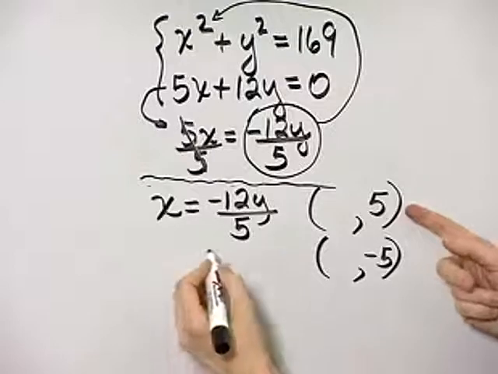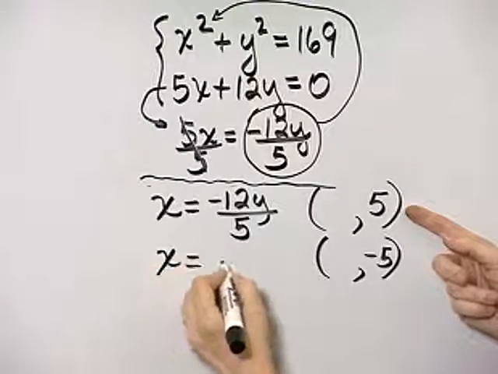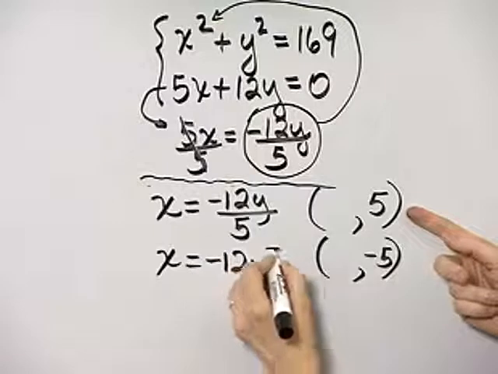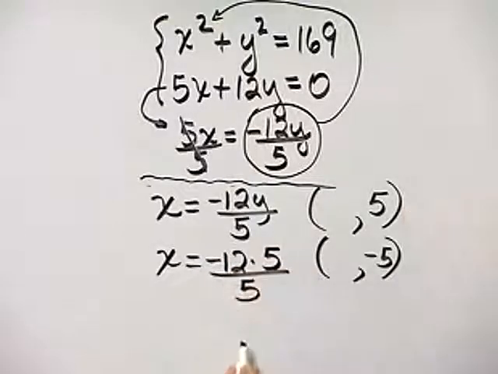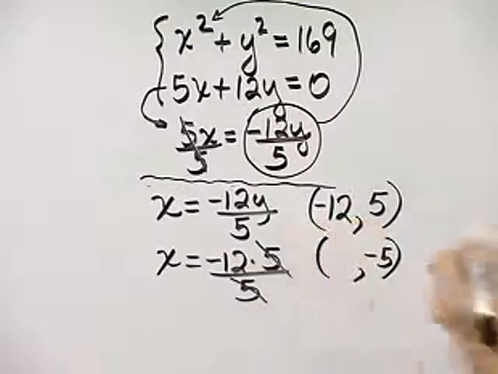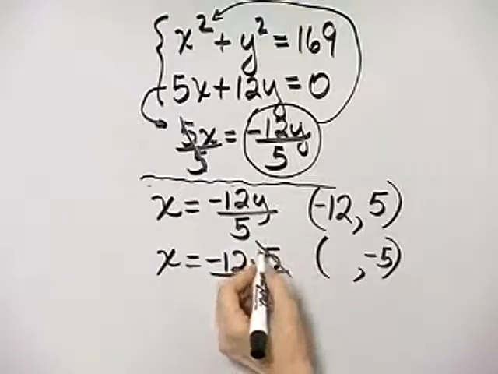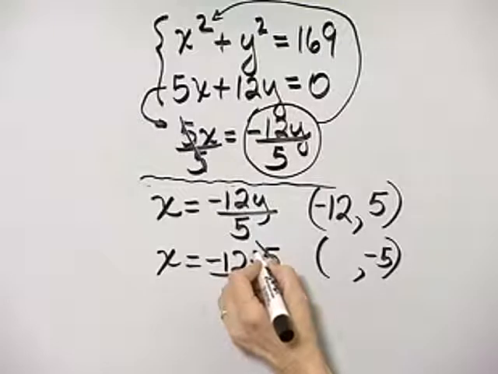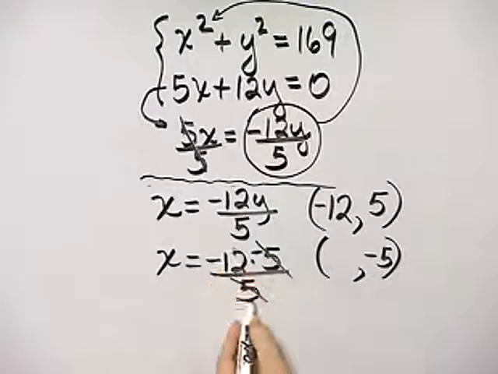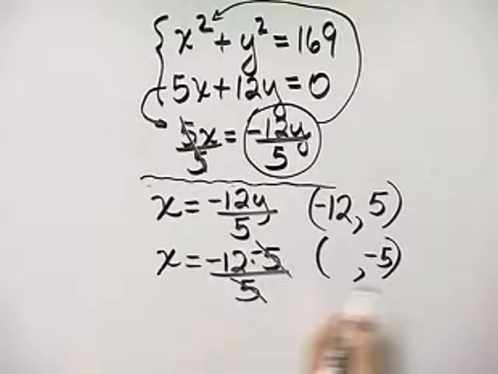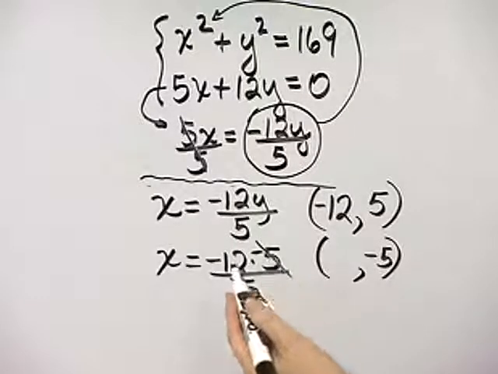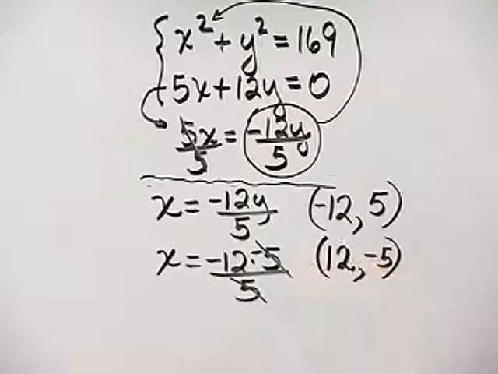So let's let y be 5, and x is negative 12 times y is 5 over 5. Look what happens. What is x? X is negative 12 when y is 5. Now what about when y is negative 5? Same thing here, but I'll let y be negative 5, and I still divide by 5, and so what do I have? I have negative 1 times negative 12 or positive 12.